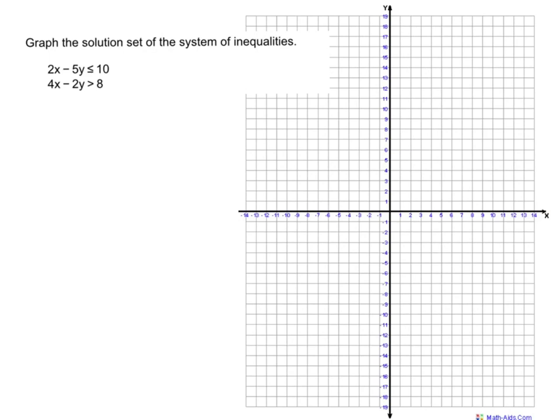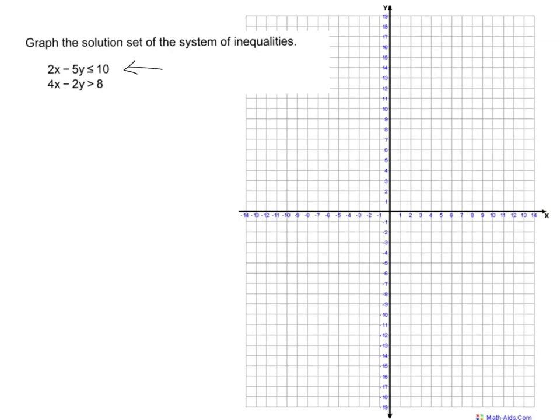So we have 2x minus 5y is less than or equal to 10, and 4x minus 2y is greater than 8. First, we want to graph this inequality on the graph. So we have 2x minus 5y is less than or equal to 10. I can find the intercept. So first I'll find the x-intercept, and then I'll find the y-intercept. And once we have those two ordered pairs, we can plot those on the graph and then connect the 2 points to make our line.